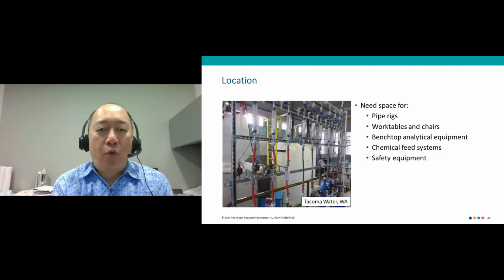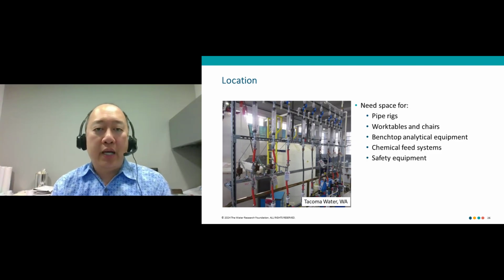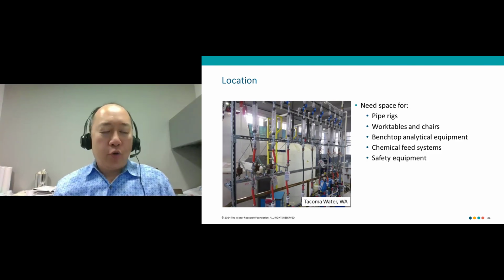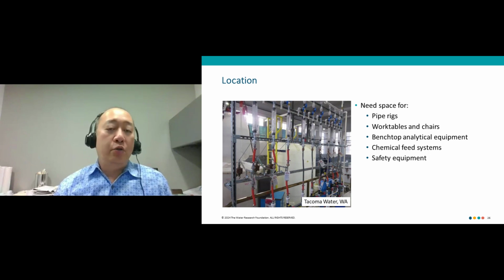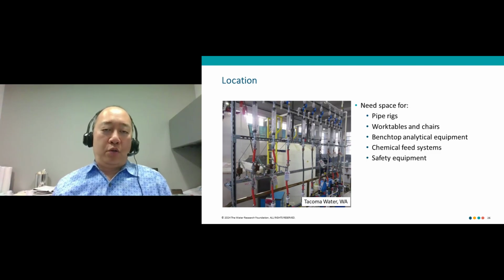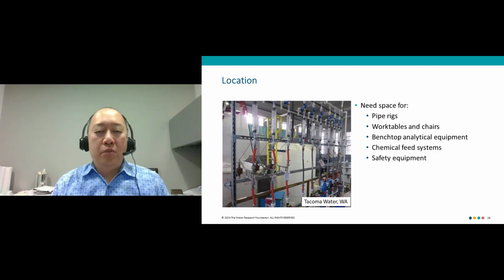But we also need area for the work tables and chairs for the staff, benchtop analytical equipment, such as the pH analyzers or Hach test kits. If we're doing filtration right at the rig, for both total and dissolved analysis, we want to have space for that, especially for systems doing pH, alkalinity, or phosphate adjustments. We need area for those chemical feed systems. And then since we're doing chemical feed, we also have to allocate space for the required safety equipment.